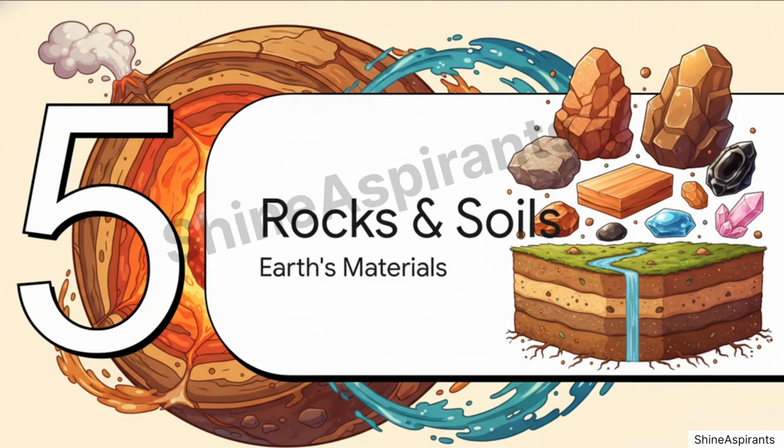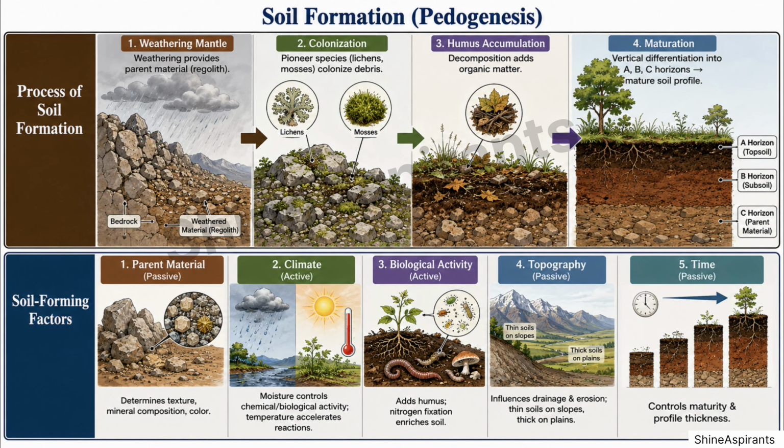Section 5. Rocks and Soil Formation. Now, soil formation, pedogenesis. Process of soil formation. Weathering mantle: weathering provides parent material, regolith. Colonization: pioneer species, lichens, mosses, colonize debris. Humus accumulation: decomposition adds organic matter. Maturation: vertical differentiation into A, B, C horizons.